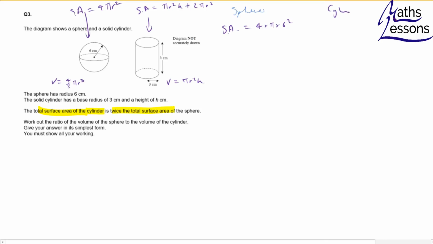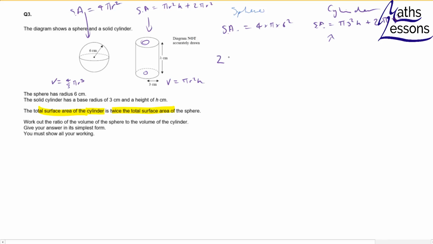Cylinder here, and we know that the surface area of this will equal pi r squared h. So r is 3, so we've got pi times 3 squared times h, plus another 2 lots of these ends, an end here and an end here, for the total surface area. So 2 times pi times r squared again. And we know that the total surface area of the cylinder here is twice that of the sphere.